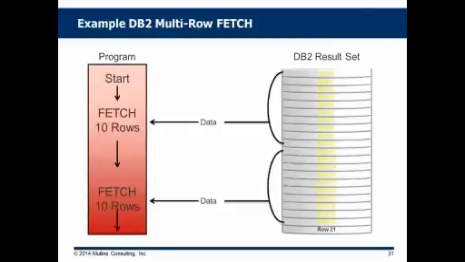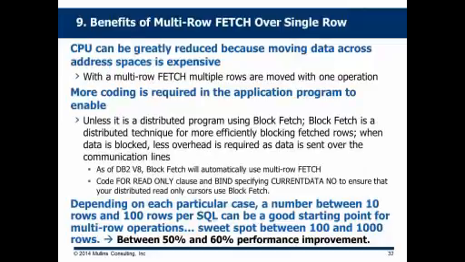Multi-row fetch, on the other hand, you get 10 rows, bang, all at once. So instead of going back and forth between DB2 10 times to get each row, you go back and forth once to get 10 rows, and you keep going as you work through the fetches. So CPU can be greatly reduced when you move data across multiple address spaces using multi-row fetch. The downside is you've got to code more in your application program. So you bring back multiple rows, and then you go through the array that was brought back in DB2. So there's a little more coding that you have to write.